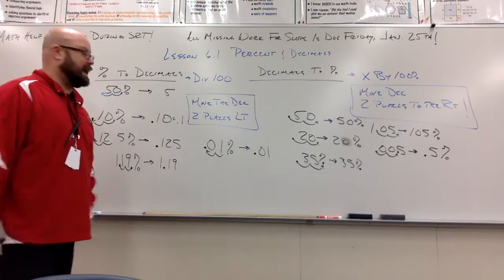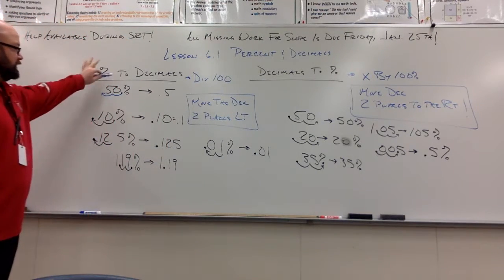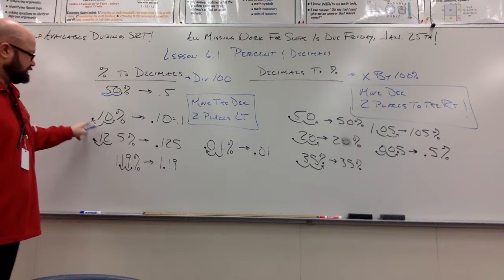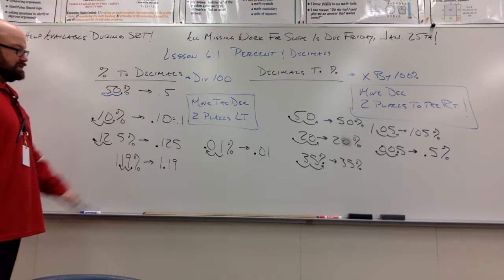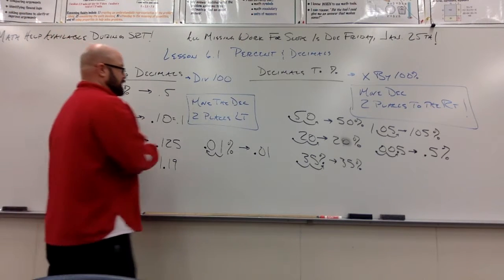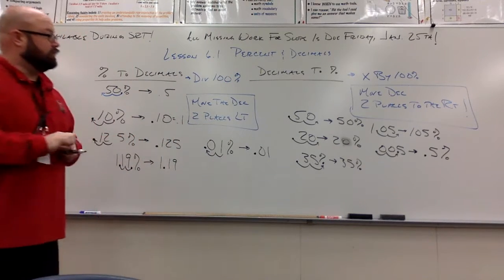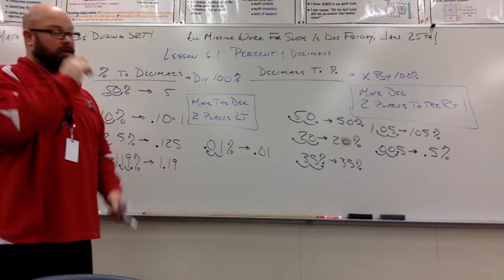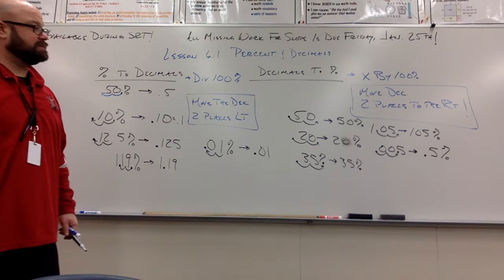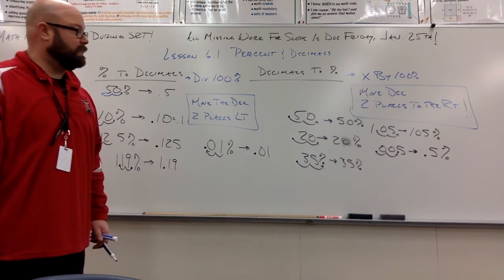So you'll notice in recap, percent to a decimal, I move my decimal 2 places to the left, which is the same as dividing by 100%. To go from a decimal to a percent, I'm going to multiply by 100%, which moves my decimal 2 places to the right.